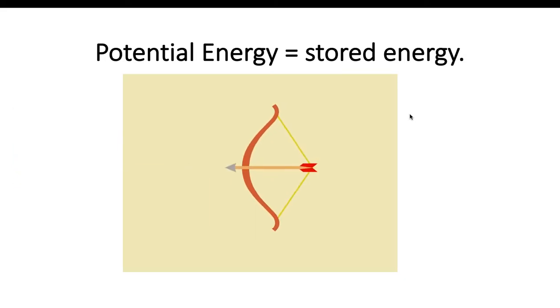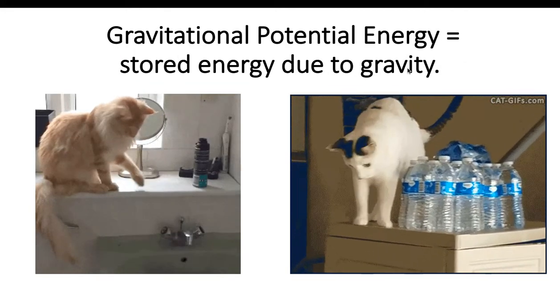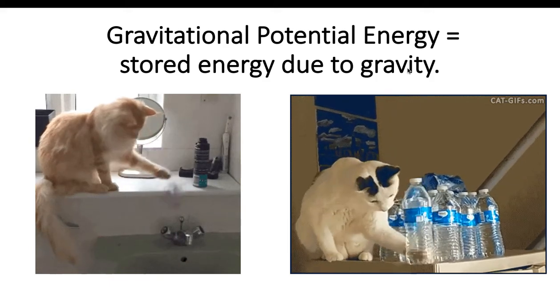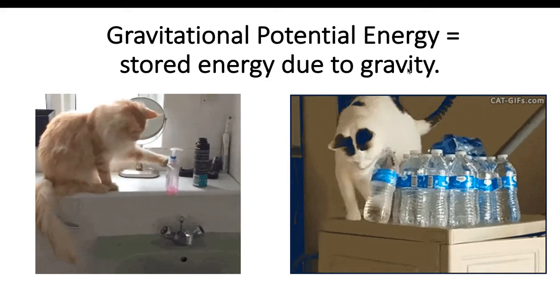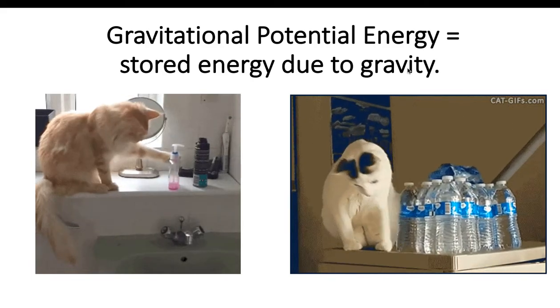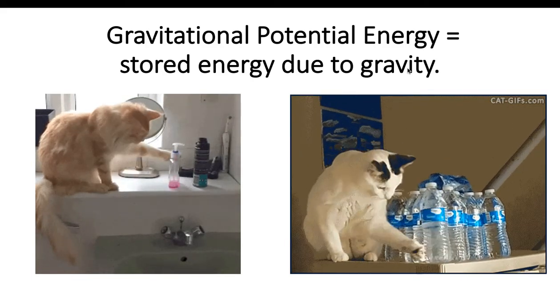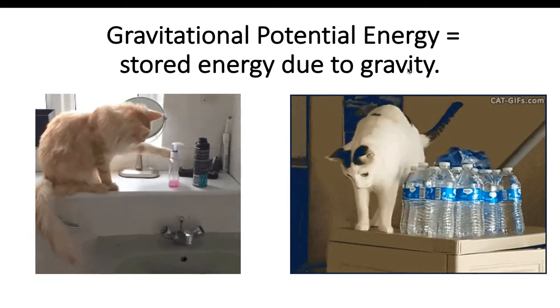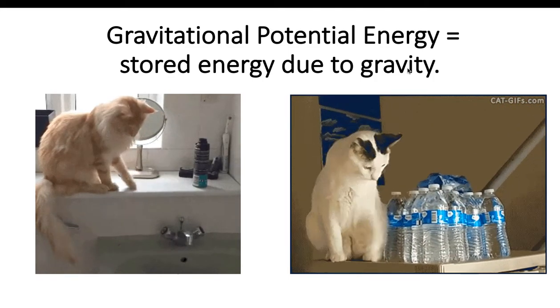So a lot of things have potential energy because of elasticity and stretching, but what's actually more common is this, gravitational potential energy. Gravitational potential energy is also not moving and stored energy, but this is stored energy due to gravity. Anything that is higher than the ground has the potential to fall. Gravity could pull it down.